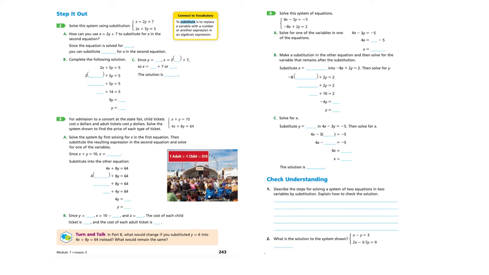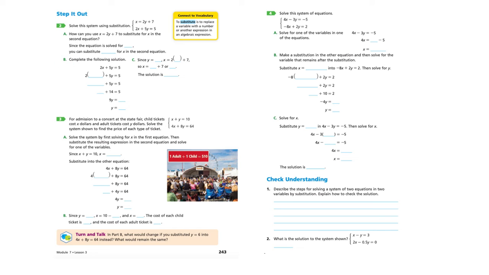So here they're asking in A, how can you use x equals 2y plus 7 to substitute for x in the second equation? If you look at this, it tells you that x equals. It doesn't give you just a number value, but it tells you x equals 2y plus 7. So if you're going to substitute this for x, what would that look like in this equation here? They kind of help you go step by step. Since the equation is solved for x, you can substitute something for x in the second equation.